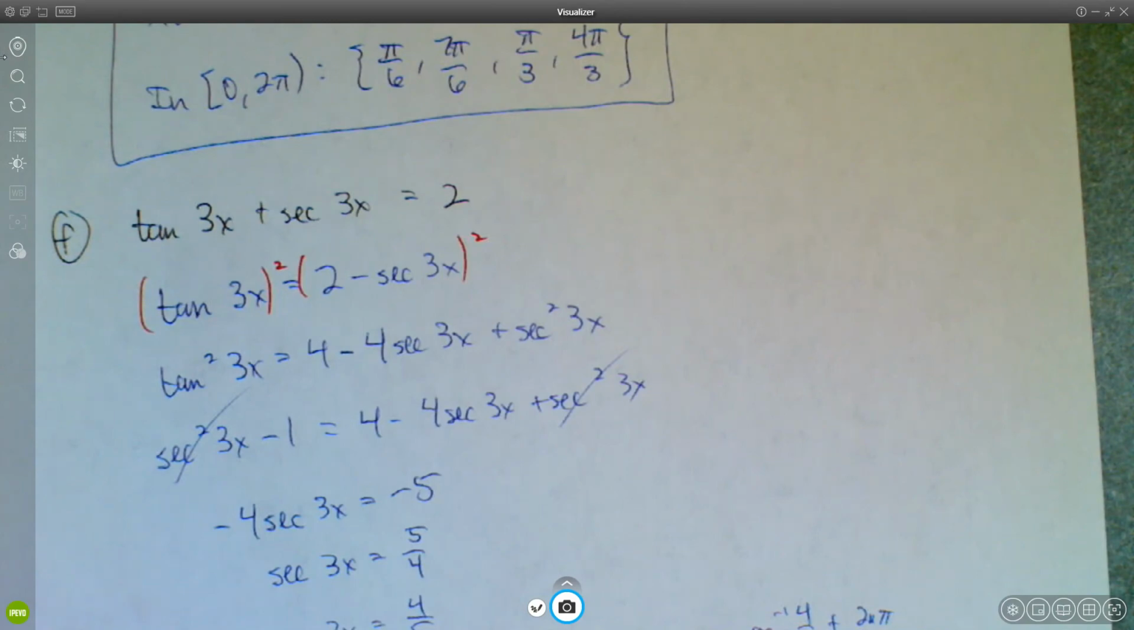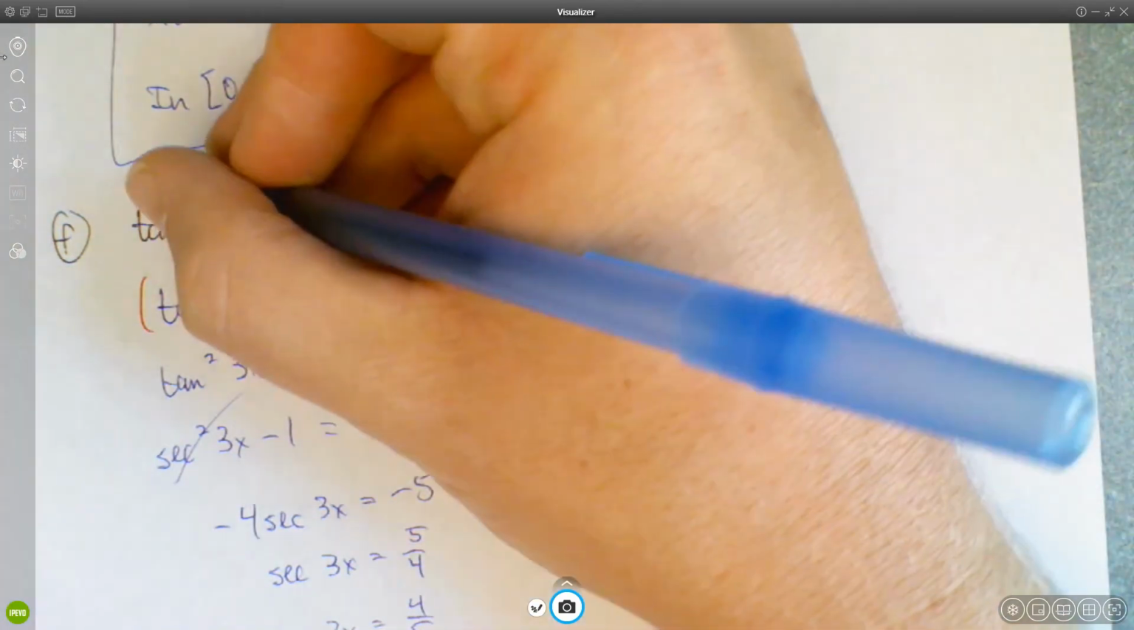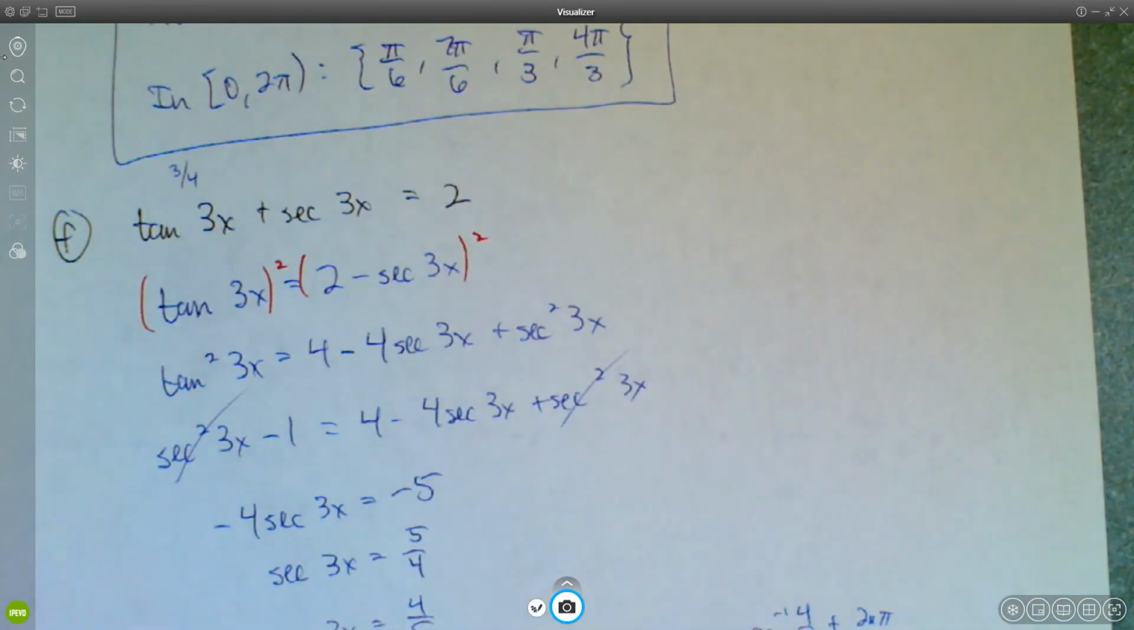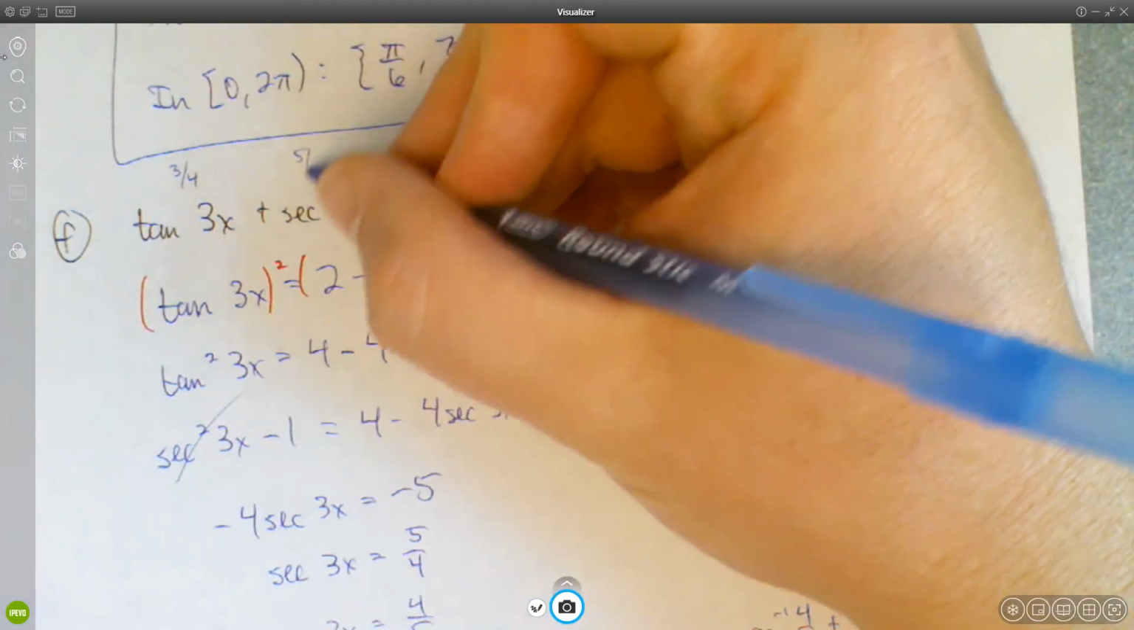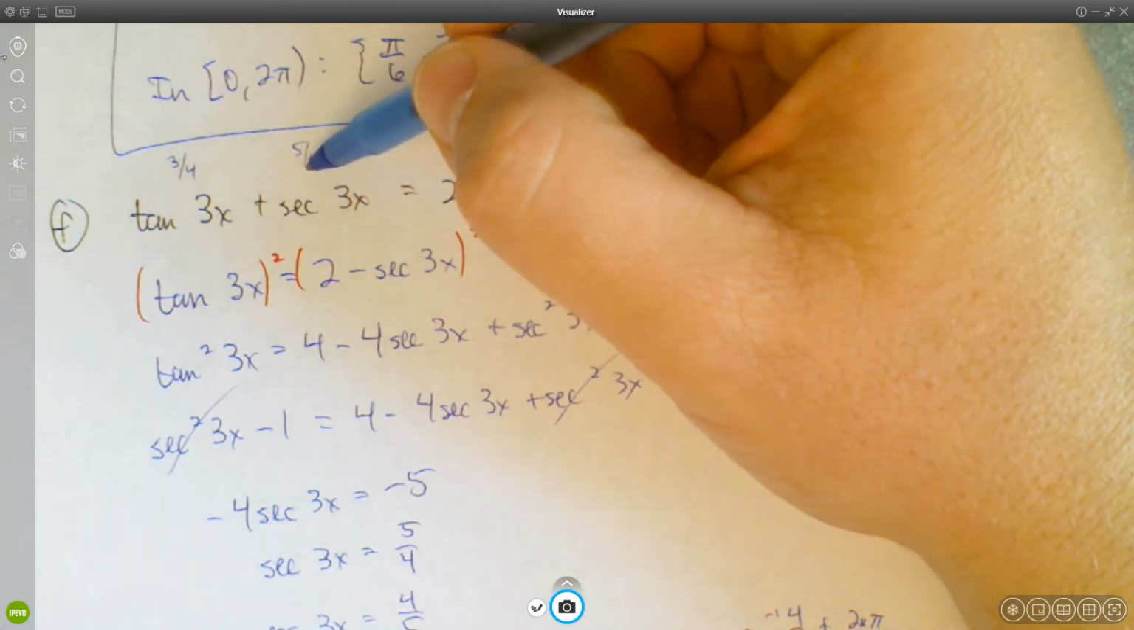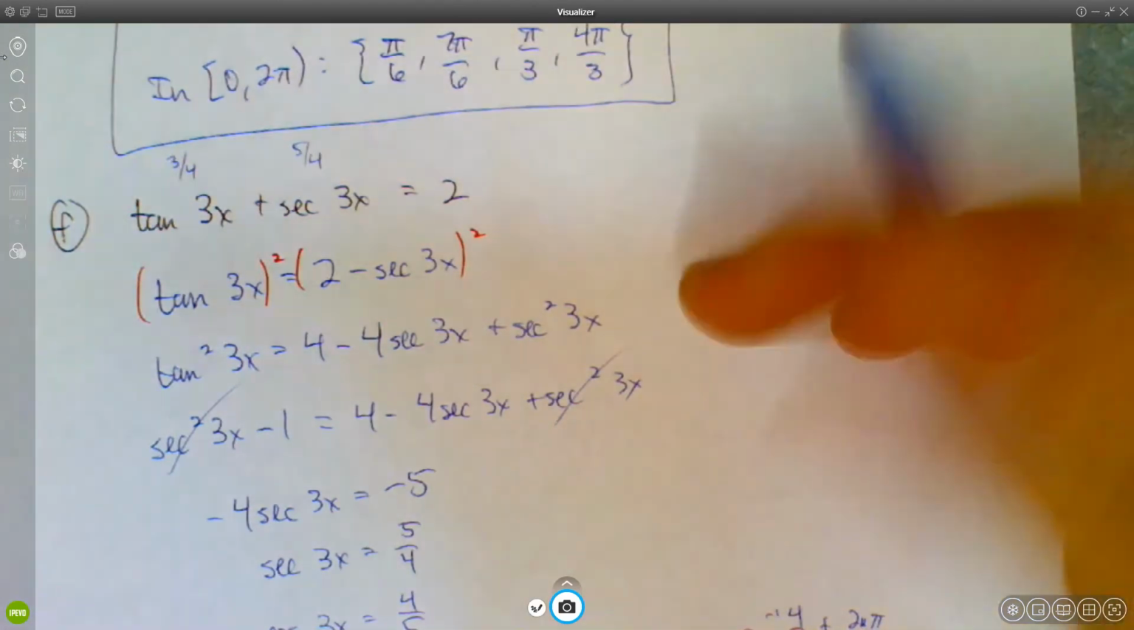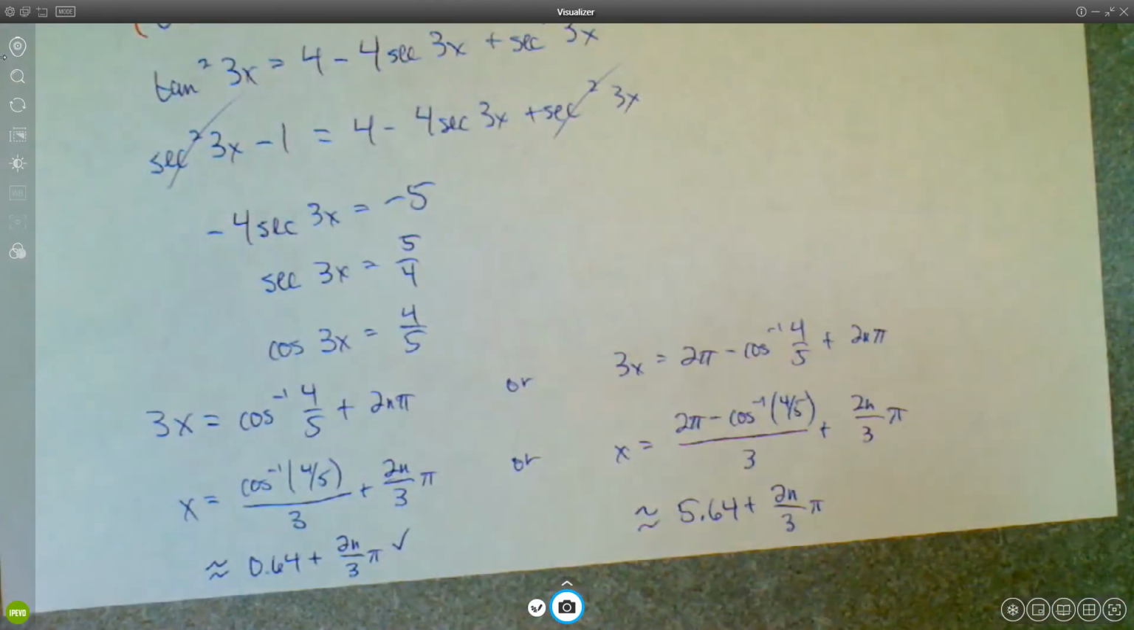So let's see. Tangent of cosine inverse of 4/5 is 3/4. So here I get 3/4. Secant. So I'm going to say 1 over cosine of cosine inverse of 4/5 should just be 5/4, right? Yep, it's 5/4. 3/4 plus 5/4 is 8/4, which is the same thing as 2. So this one checks out, right? It's not extraneous at all.